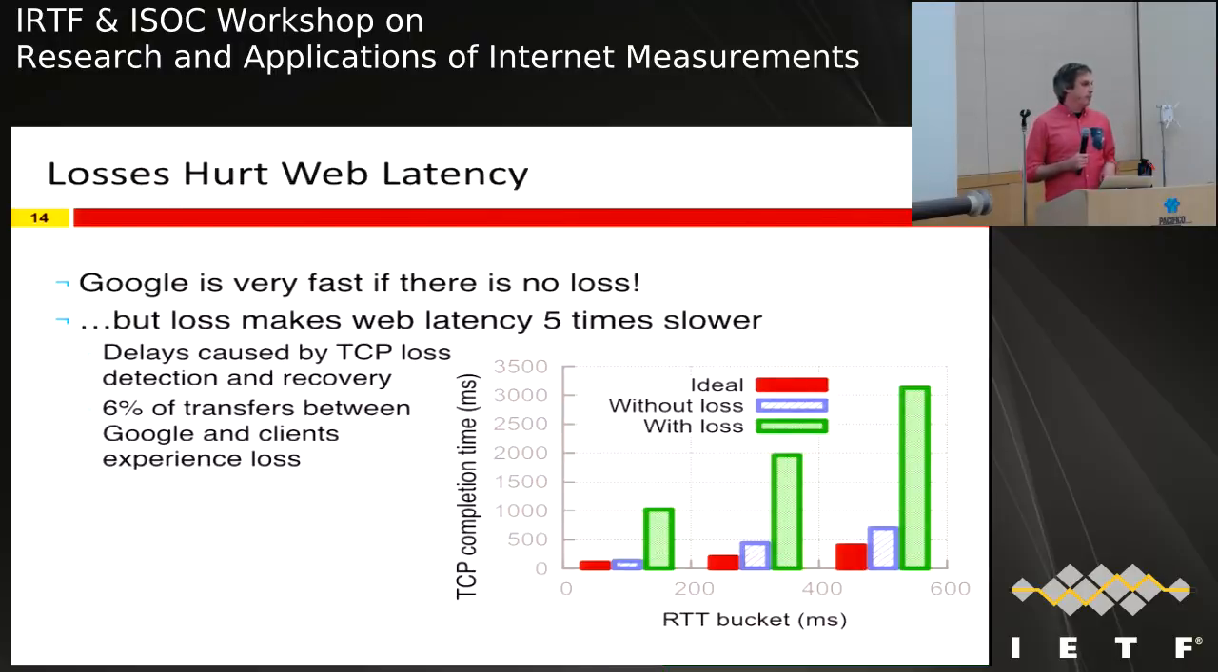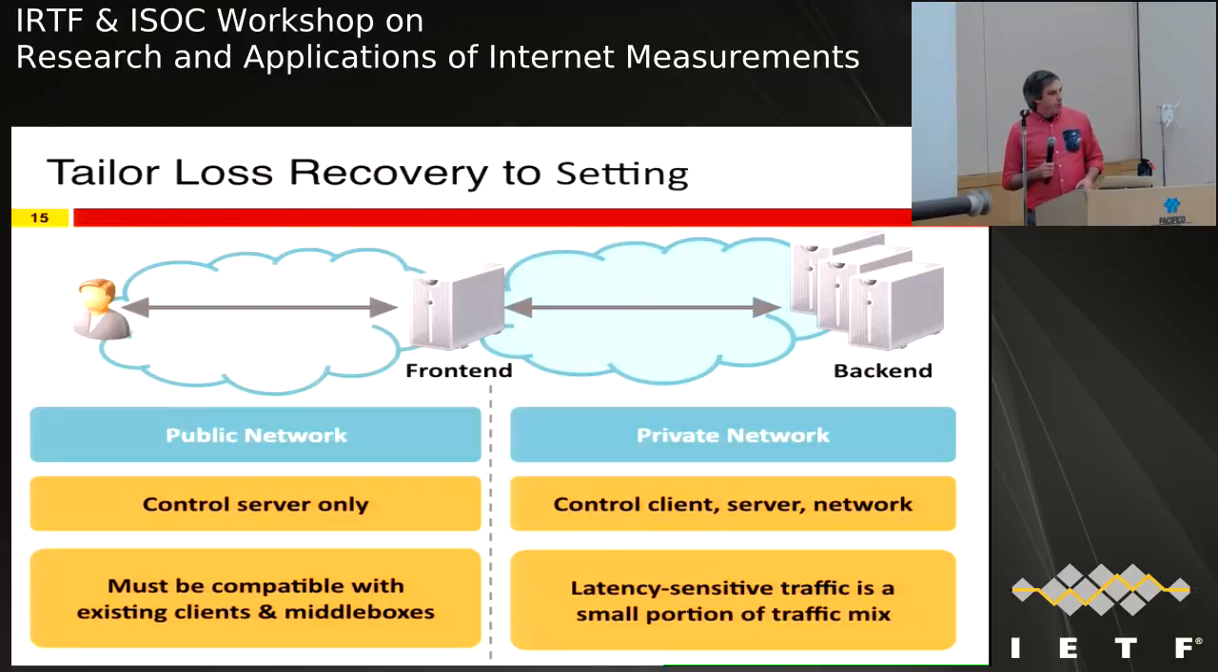The blue bar shows Google's performance if there's no loss. And you can see when there's no loss, it's nearly ideal performance. The green bar shows the performance when there's any loss. About 6% of connections experience loss, and when there is loss, performance is 5 times slower on average. This is because of the delays caused by TCP loss detection and then loss recovery. So the measurements show that we really need to improve loss recovery.